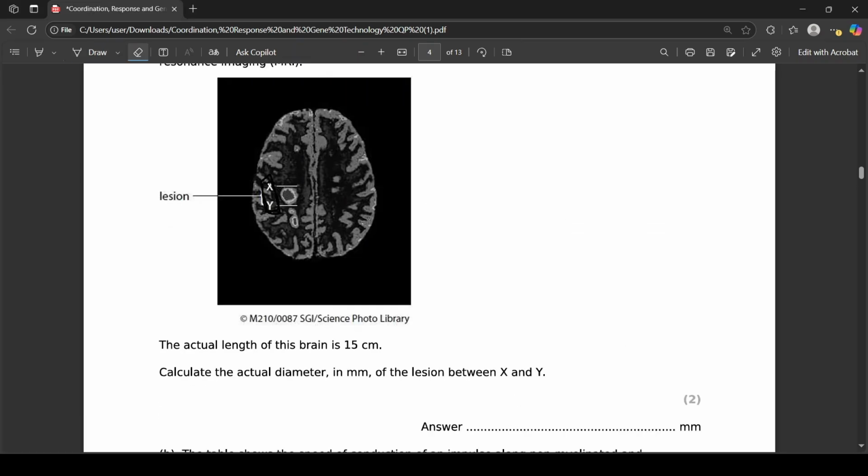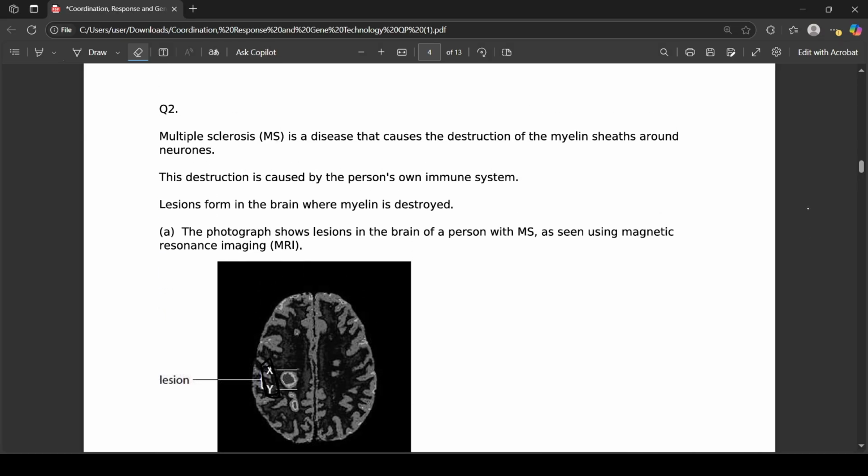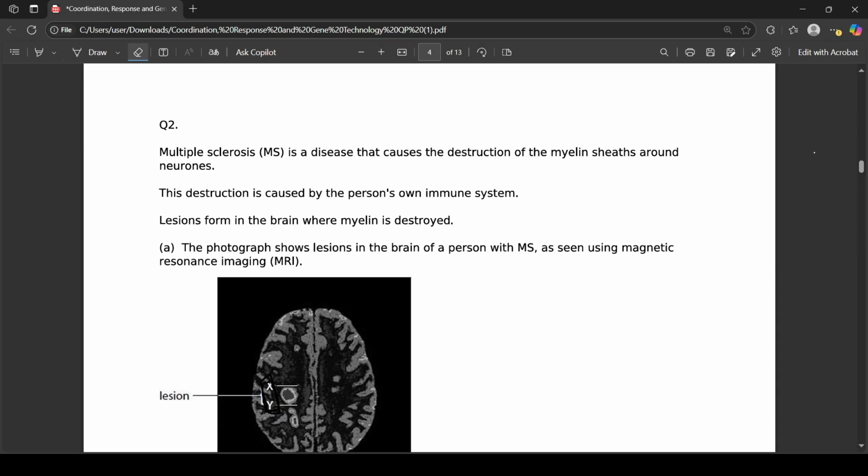Okay. So in this question, we are given that multiple sclerosis is a disease that causes the destruction of the myelin sheaths around neurons. This destruction is caused by the person's own immune system. Lesions form in the brain where myelin is destroyed. The photograph shows lesions in the brain of a person with multiple sclerosis as seen using magnetic resonance imaging, also known as MRI.